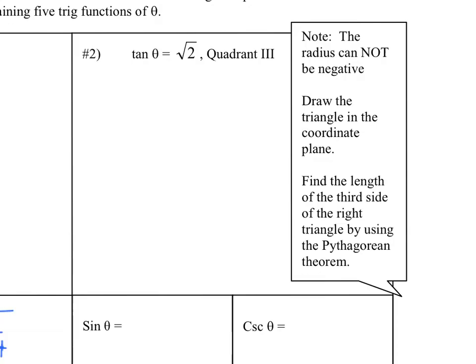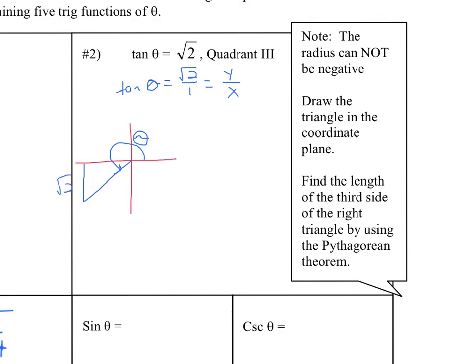Number 2, same direction, says tangent of theta is the square root of 2 when it's in quadrant 3. Trig functions need to be fractions. So tangent of theta is the square root of 2 could be written as the square root of 2 over 1. Tangent is y over x. This is telling us that y is square root of 2 and x is 1. So we draw this in quadrant 3. We have theta like so. Y is the square root of 2, x is 1.